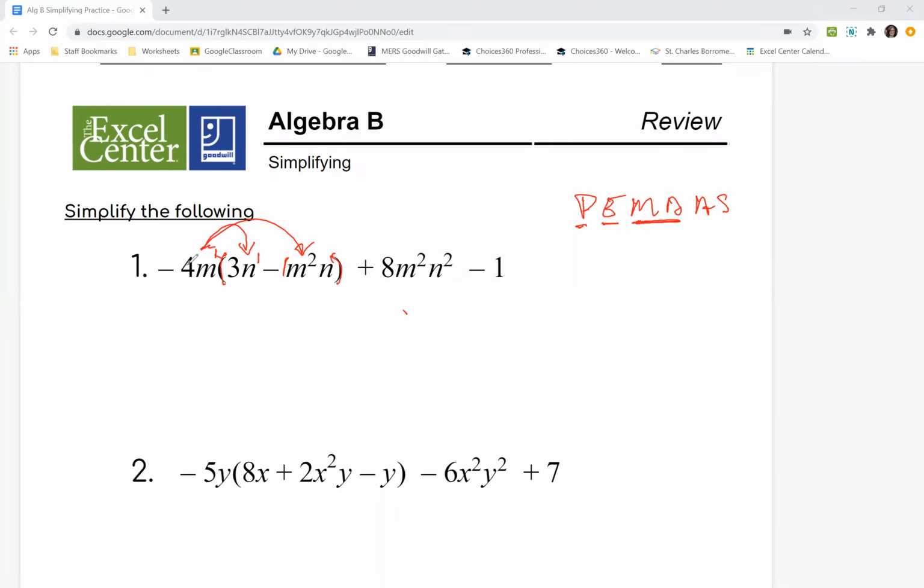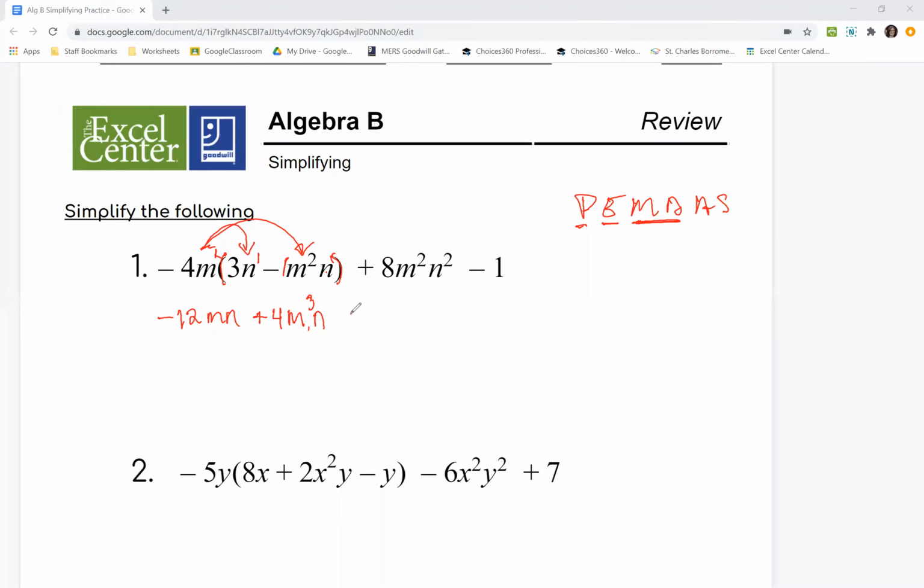So negative 4m times 3n is going to give you negative 4 times 3, which is negative 12. m times n is just mn. I can't add those exponents because those don't have like bases. Now negative 4 times negative 1 is a positive 4. m to the first times m squared, I add those exponents, m cubed, and then I still have a factor of n, even though I don't have anything to combine with that. So I simplified that.